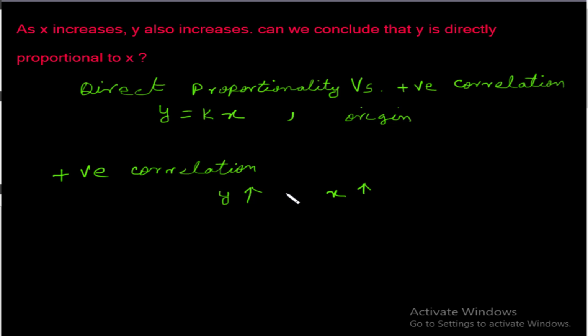This means there is a general upward trend in the relationship between x and y. Graphic characteristic: the graph of y against x shows an upward trend, but it does not necessarily pass through the origin, and the relationship does not have to be linear. Now, why does positive correlation not imply direct proportionality? First, a non-linear relationship.